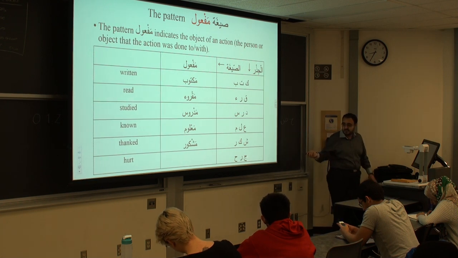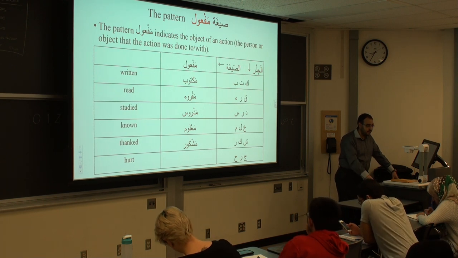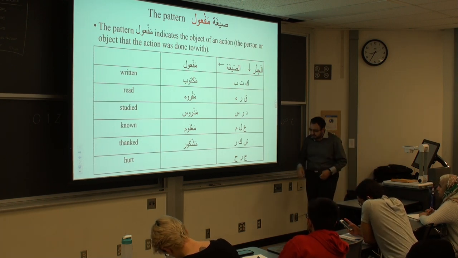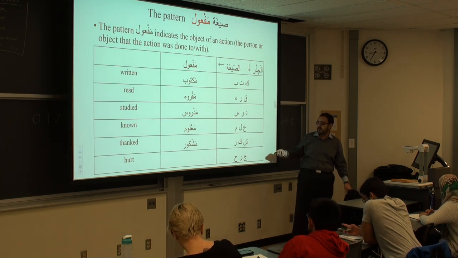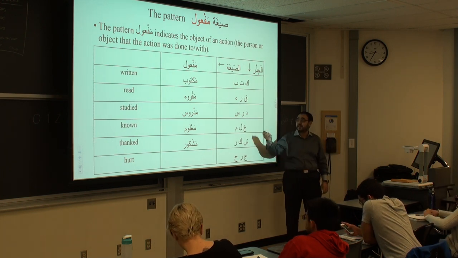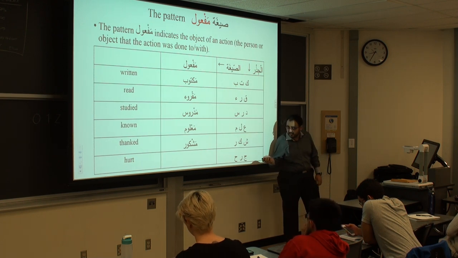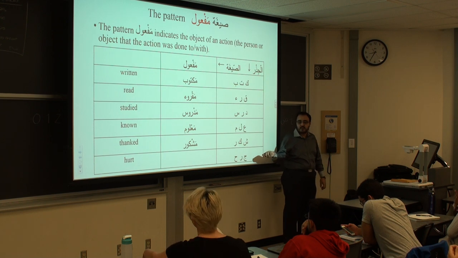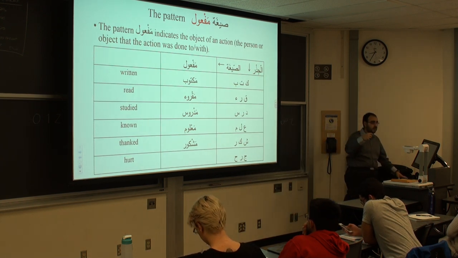You will do this one. Majruh, that's it. So majruh, again, you will replace the fa, ayn, lam with the jim, ra, and ha respectively. And then add the mim with the fatha, the sukun, and the waw. The root, jim, ra, ha, has to do with hurting. So majruh will be the hurt.